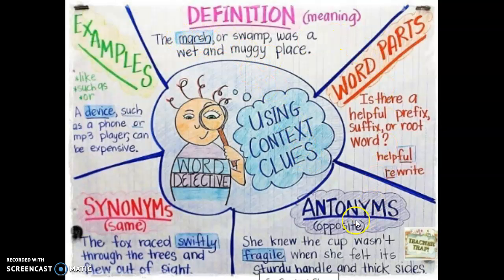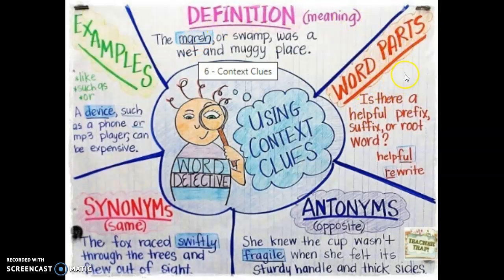There are 5 different types of context clues that we can use to help us determine the meaning of that word. First, we have a definition or meaning. So in your sentence, you're either going to be given exactly what that word means before or after the unknown word. For example, the marsh or swamp was a wet and muggy place. Here we know that the word swamp is a marsh.